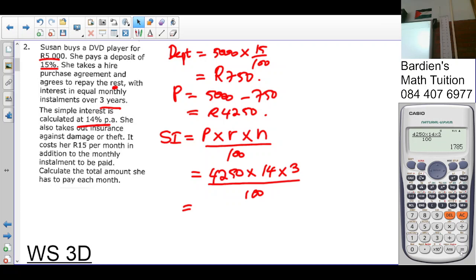You see, that is your interest. Okay. So it's going to give you 1,785. So to work out how much she must pay in total back. Total repayment.